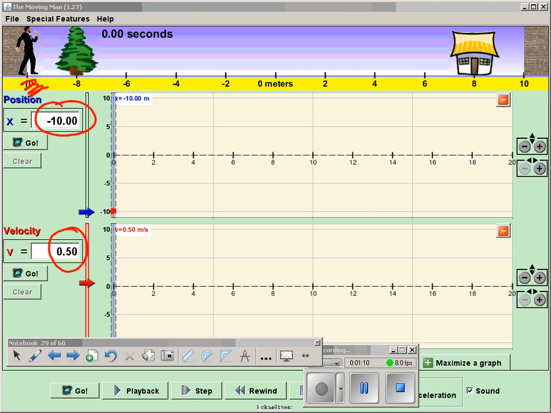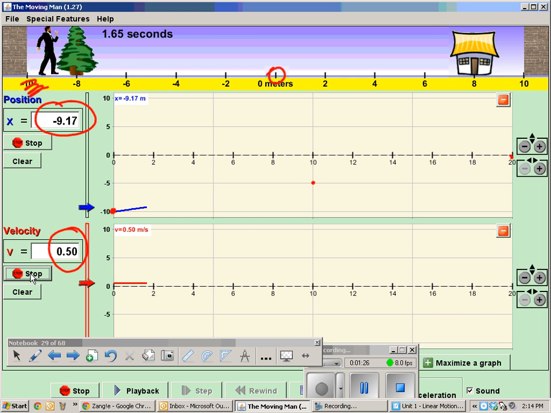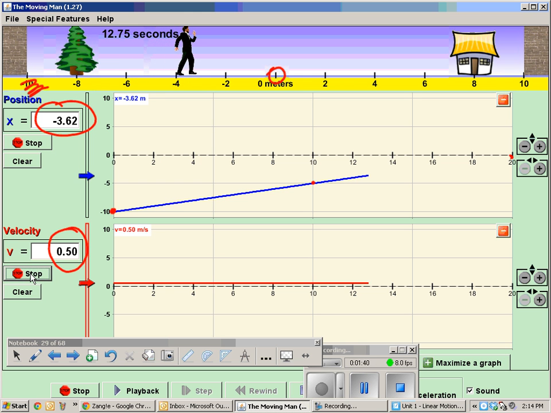So I believe that our line should pass through this point, and it'll take him 20 seconds to go 10 meters, which means after 20 seconds, his position should be 0. That is my prediction. Let's click go and see what happens. So his position's increasing. We're at 4 seconds, he's at -8. 8 seconds, he's at -6. Boom. 10 seconds, he was at -5. His position is increasing very, very slowly.